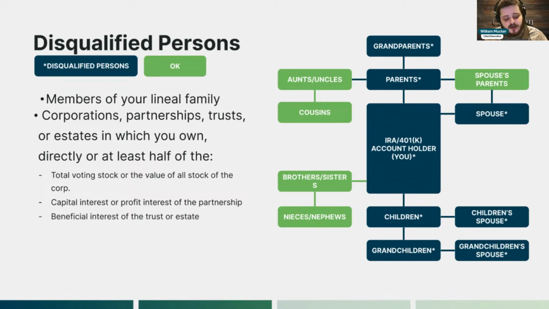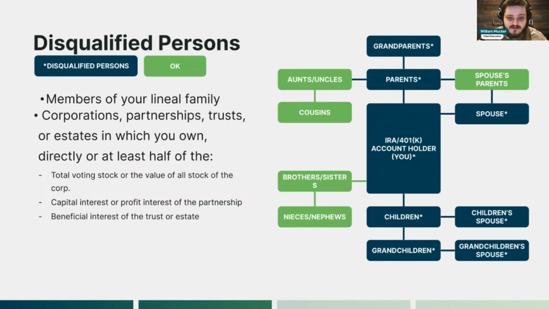Not only are you as the account holder a prohibited or disqualified person to your IRA, there are a number of other people that are disqualified persons as well. Mainly, it's anybody of lineal ascent or descent of you: parents, grandparents, children, grandchildren, and any entity that these people own 50% or more of or have managing power of. So if your spouse has a painting company, your IRA can't pay your spouse's company to paint the IRA's rental property. It would have to be a non-disqualified person.